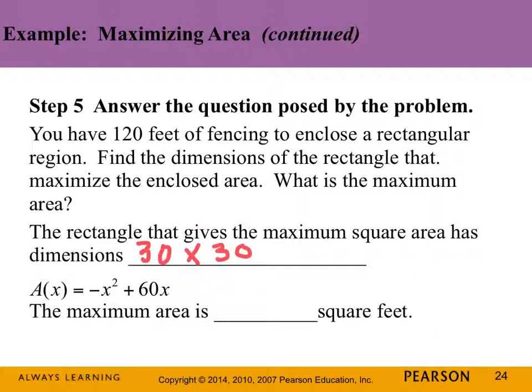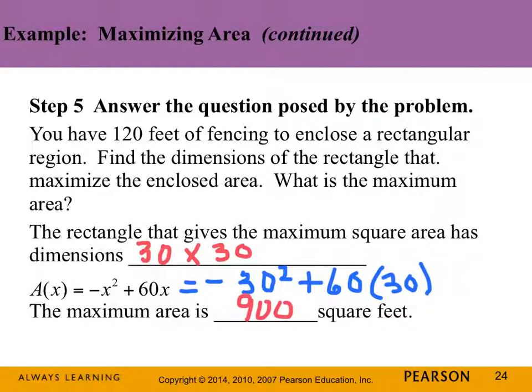Now to come up with the maximum area, A of x equals negative x squared plus 60x, so that equals negative 30 squared plus 60 times 30. So that's negative 900 plus 1800, which means the maximum area, of course, yes, I know, 30 times 30. You could have gotten it that way too. It's 900 square feet.